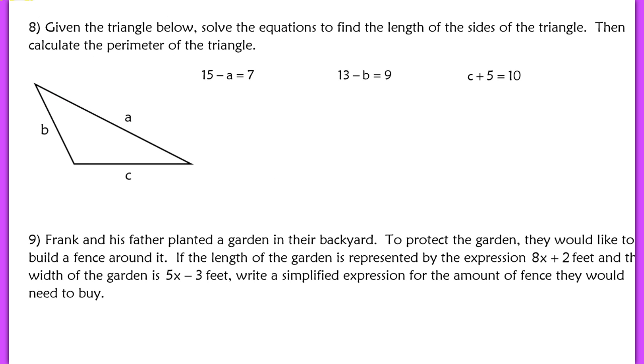Number 8 states, given the triangle below, solve the equations to find the length of the sides of the triangle. Then calculate the perimeter of the triangle. So there's actually 2 steps here.